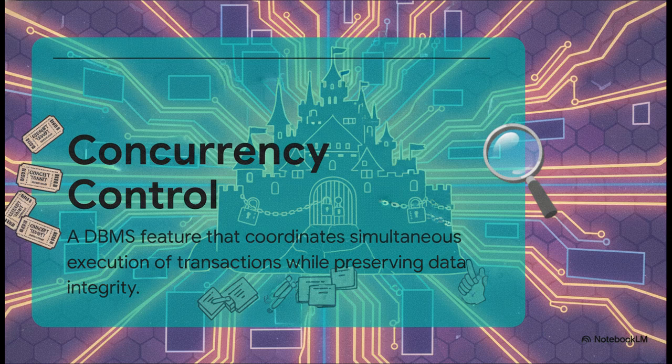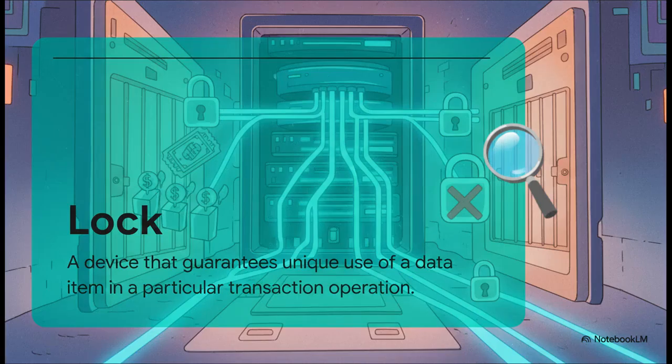There's a little component in there called a scheduler, and it acts like a traffic cop for the database, directing the flow of all these transactions to make sure they don't crash into each other and mess up the data. Its whole job is to uphold that isolation promise we just talked about. And the main tool this traffic cop uses is the lock.